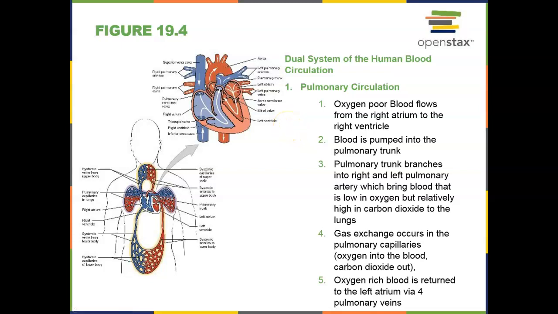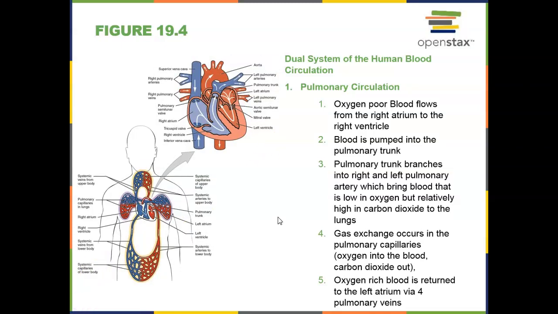So let's talk quickly about pulmonary circulation and how pulmonary circulation works. Oxygen poor blood enters the right atrium through our superior and inferior vena cava. This blood is going to move from the right atrium through the tricuspid valve and enter the right ventricle. From the right ventricle, the blood is going to be discharged through the pulmonary semilunar valve to the pulmonary trunk.